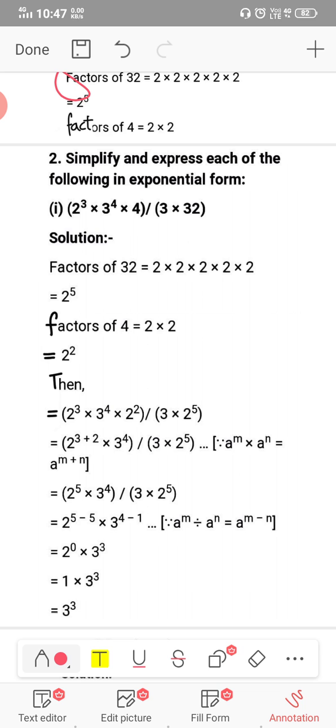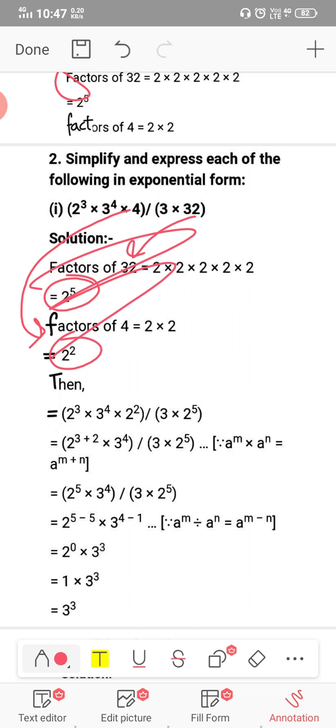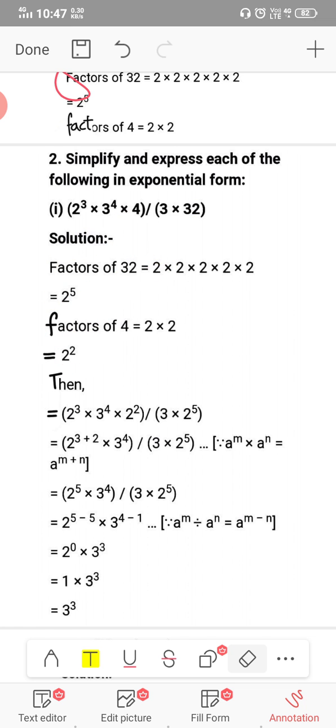Here we have given the factorial form of the terms, and we have to convert it into exponential form. So firstly we will see which are not given in the form of factors, and we will write them in the form of factors. Like 32 can be written as 2 to the power 5, 4 can be written as 2 to the power 2. Then write them in the given equation.